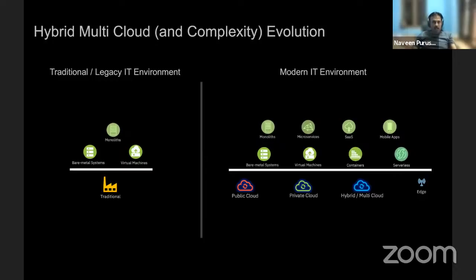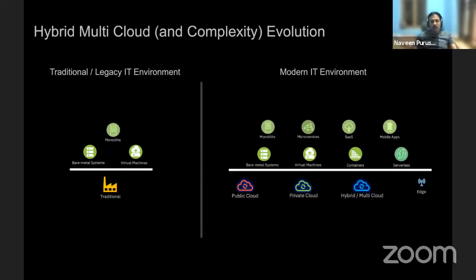And usually a monolith application. If you do not know what a monolith application is, just think of it as an application where all the logic of the application is packed into a single module rather than splitting it into smaller components which can be independently managed. So this was the scenario if you look at a traditional or legacy IT environment.